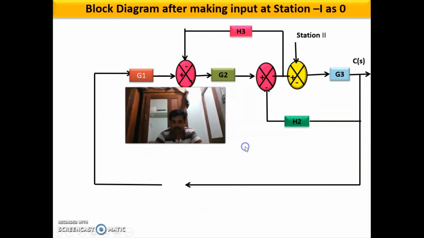Here in the summing point there is one minus that you have shifted to this block, that is minus H1. Now while analyzing this figure, you can understand these two blocks are in series. So you can combine these two blocks into one block whose transfer function is minus G1 H1.